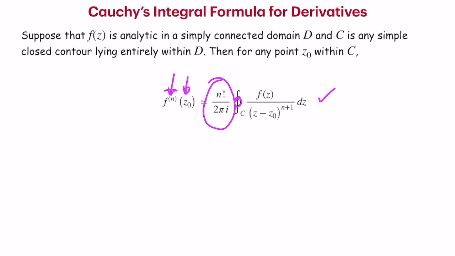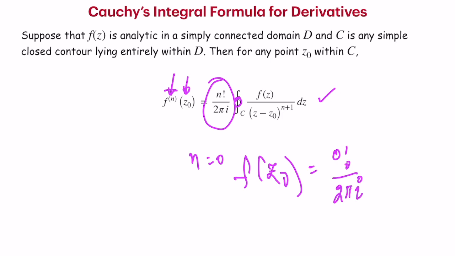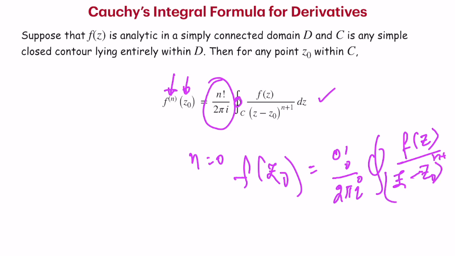When you put n equal to 0, you have f(z naught) equal to, since 0 factorial is 1, 1 over 2πi, and then the integral of f(z) divided by (z − z naught) to the power n + 1, dz.